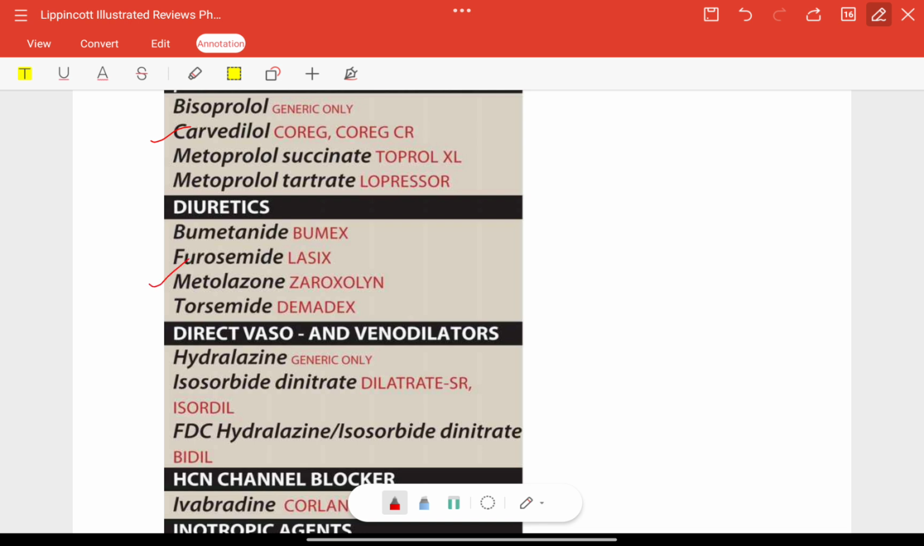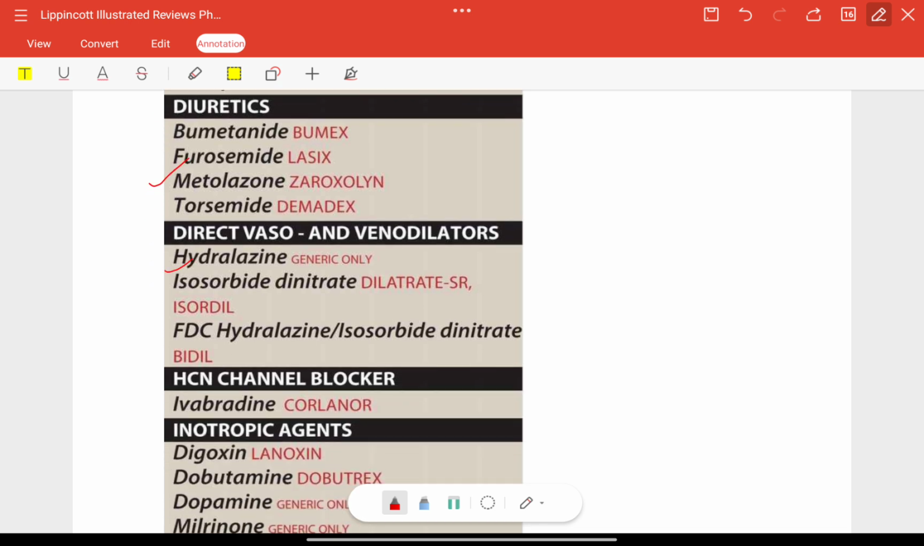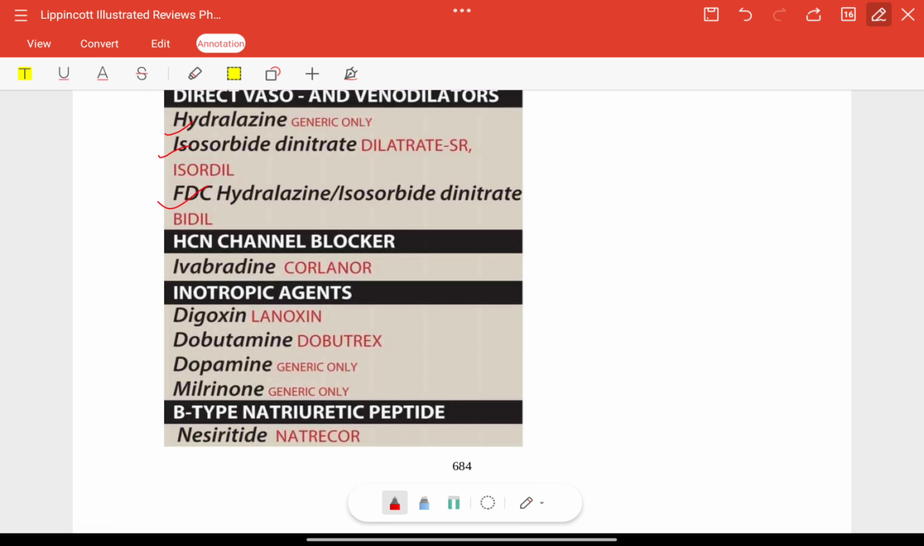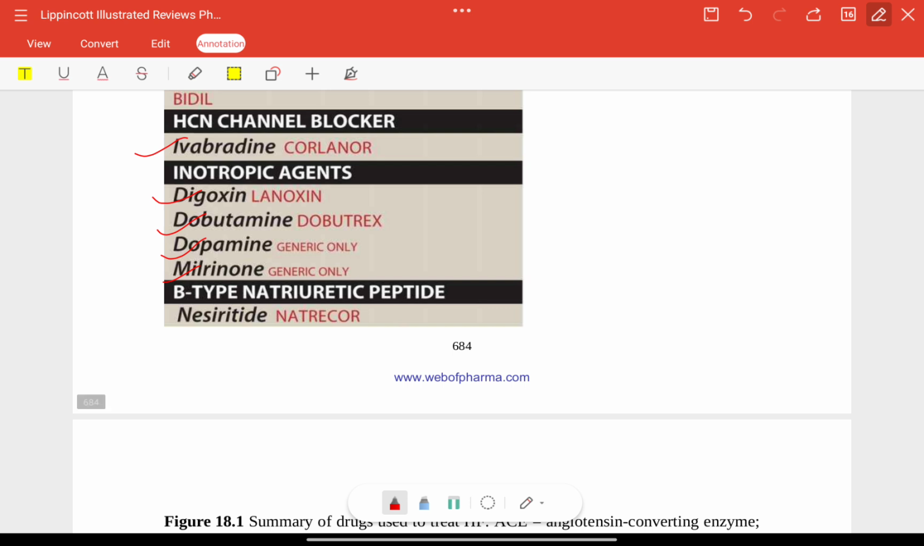Direct vaso and venodilators: hydralazine, isosorbide dinitrate, and hydralazine in combination with isosorbide dinitrate. HCN channel blocker: ivabradine. Inotropic agents are digoxin, dobutamine, dopamine, milrinone. B-type natriuretic peptide: nesiritide.